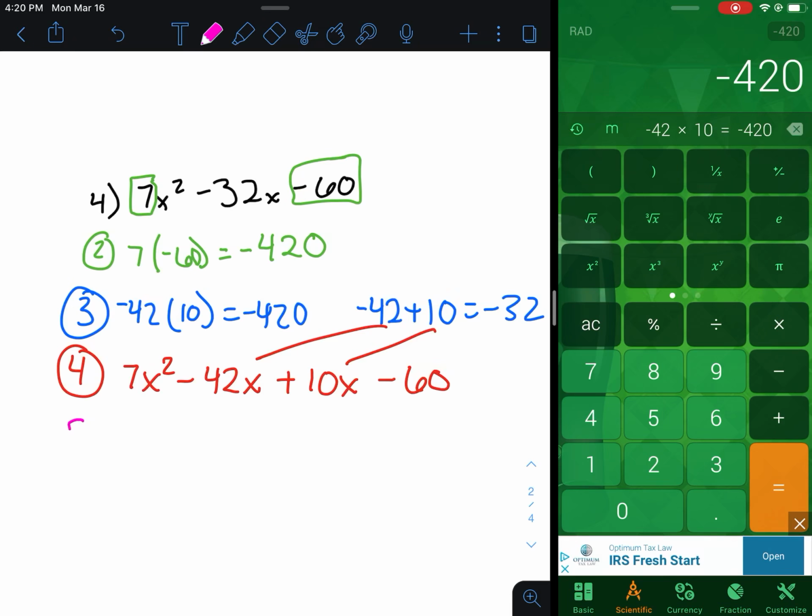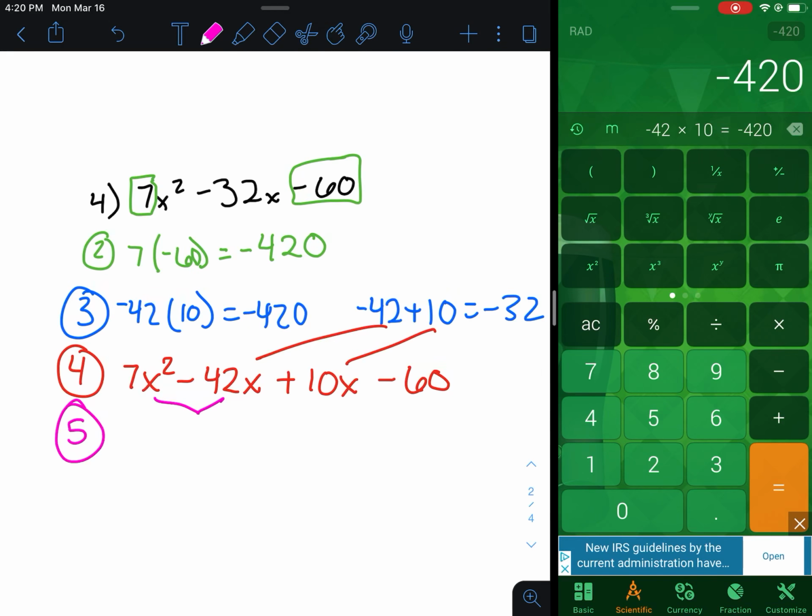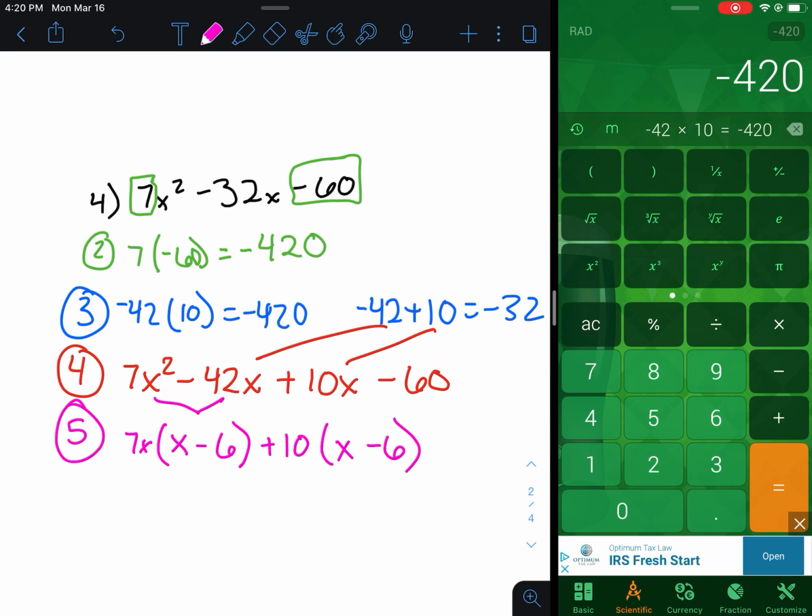Now we're going to move on to factoring out our greatest common factor of the first two terms. So the greatest common factor is 7x, and we are left with x minus 6. And over here, we're going to factor out a 10, and we are left with x minus 6. We didn't have to factor out a negative 10 this time because our first term was positive 10 and our second term was negative in the first grouping, x minus 6, and the second one is also x minus 6.